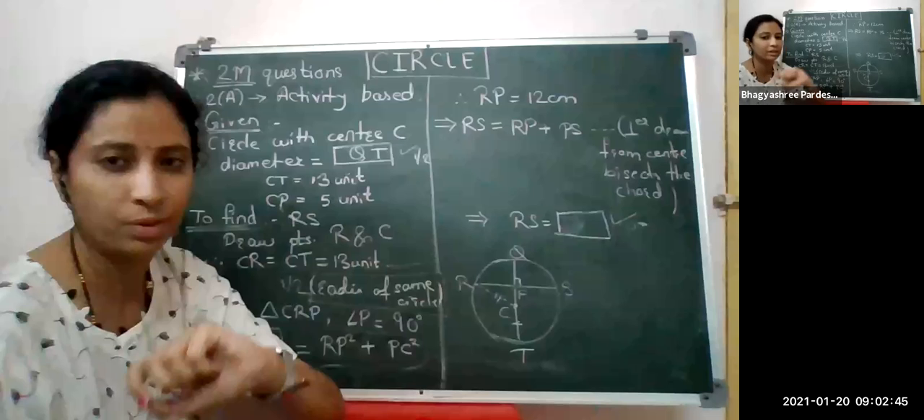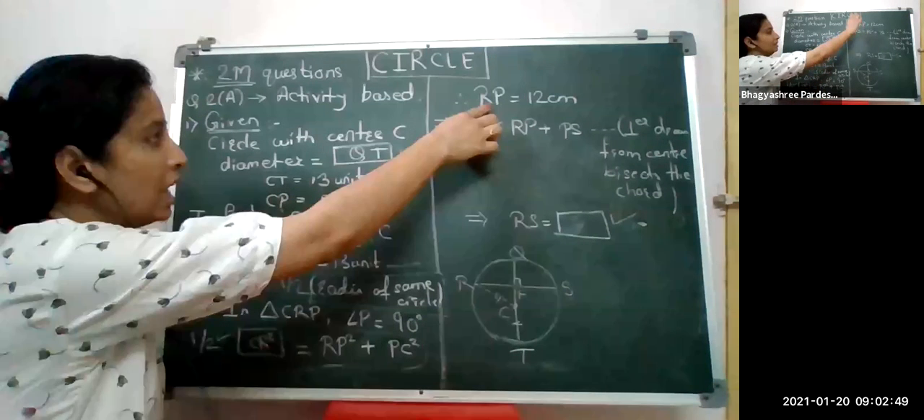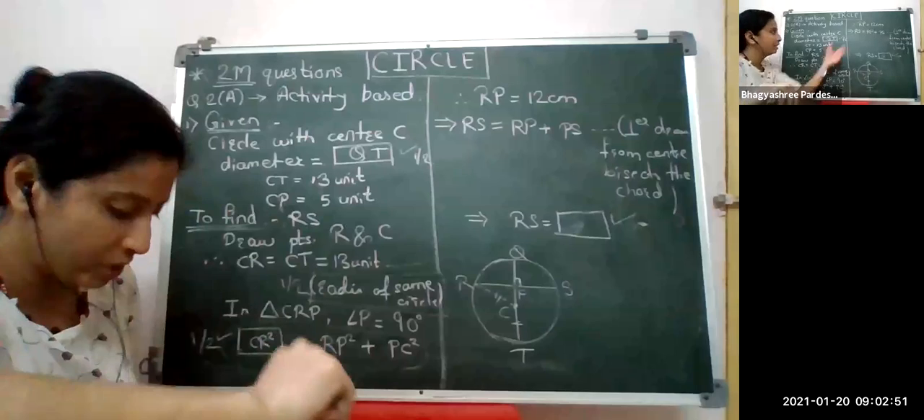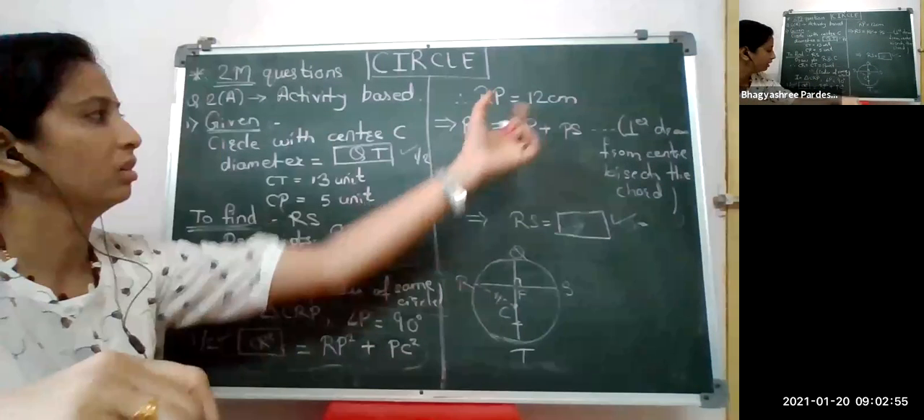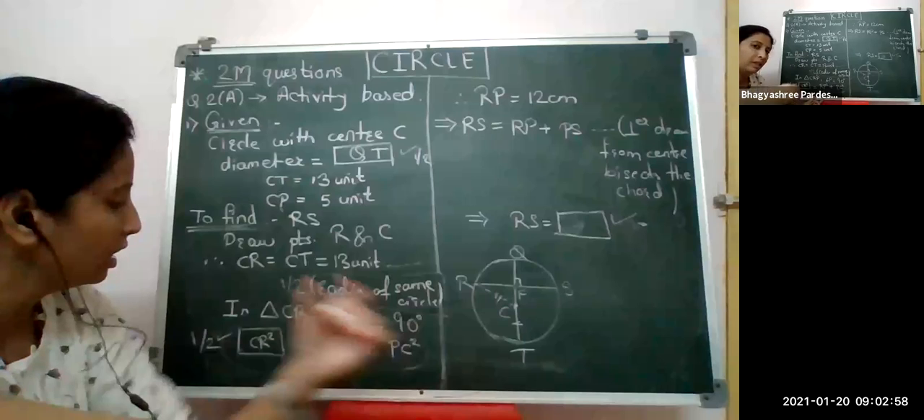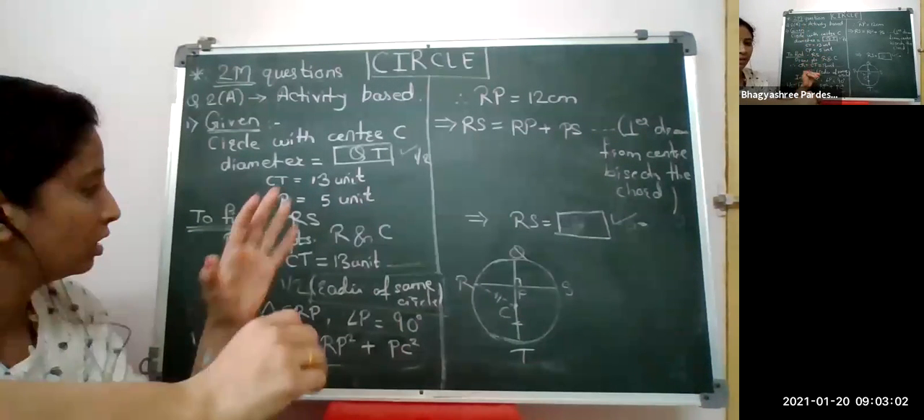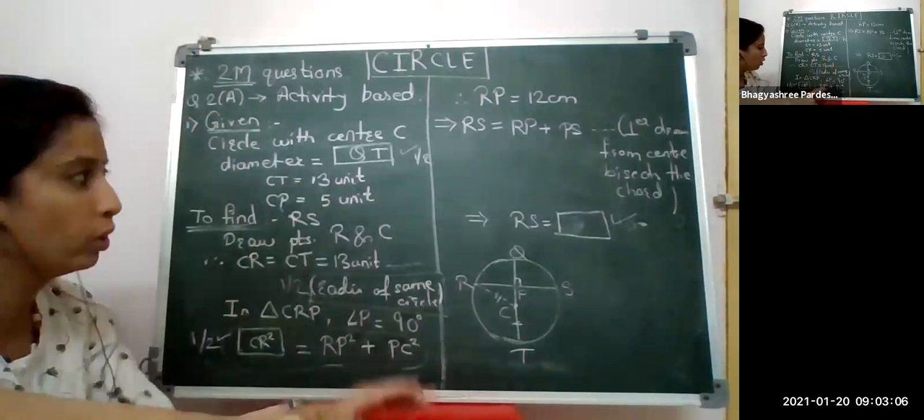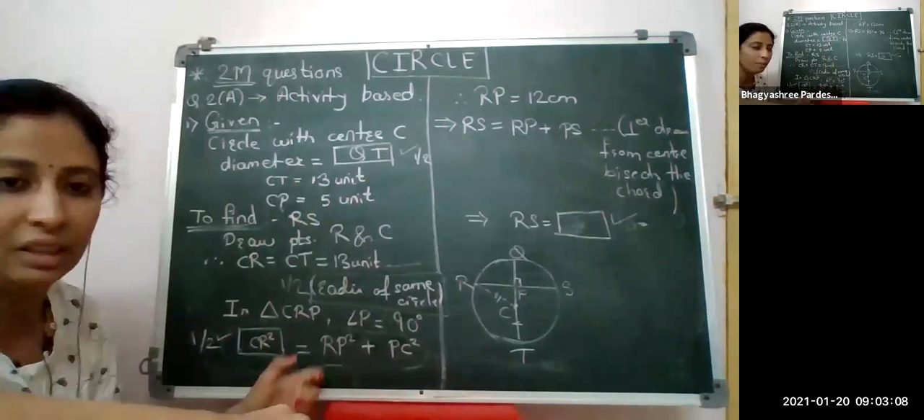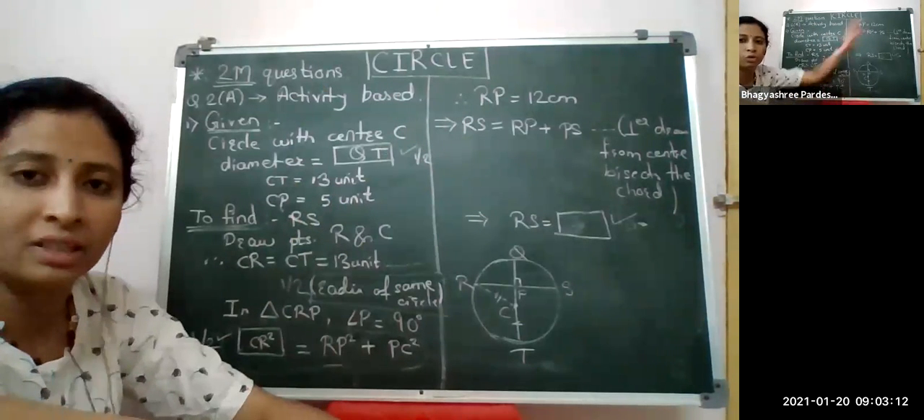So what have we done now? Here I have directly written RP is equal to 12 centimeters. Sometimes what happens? Students get confused about where this 12 centimeters came from. Actually, they have solved this one. In an activity based question, not each and every step is written. A few steps are dropped. So here, this step of solving it properly has been dropped, and we have directly come to the final answer, that is RP.